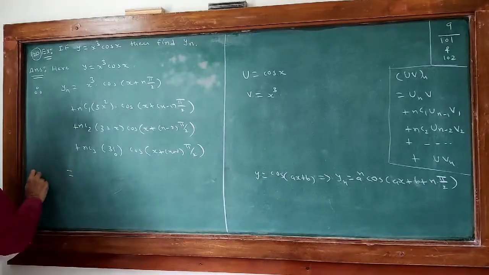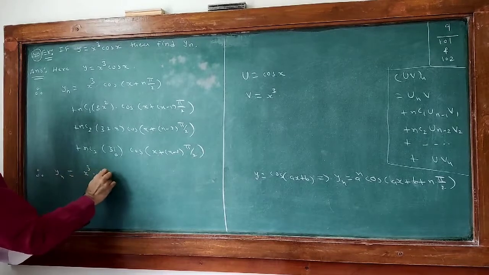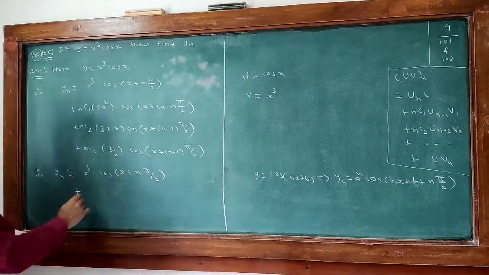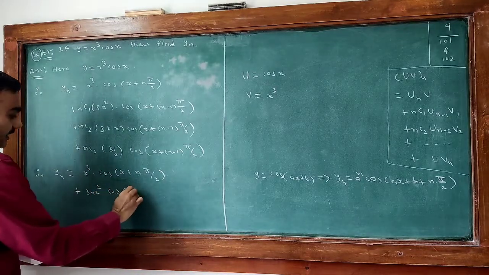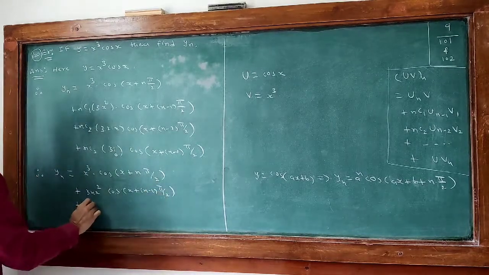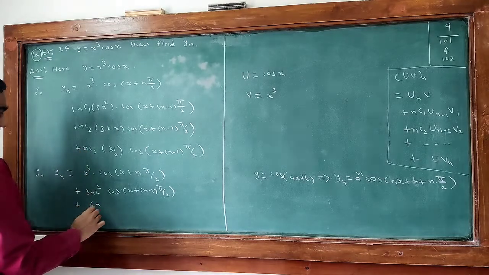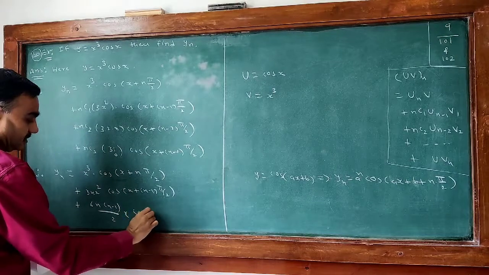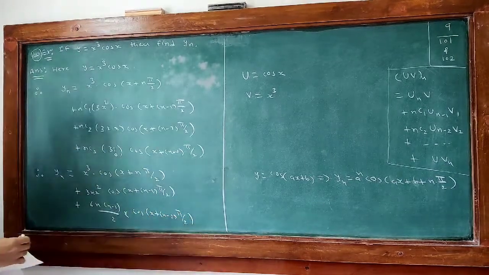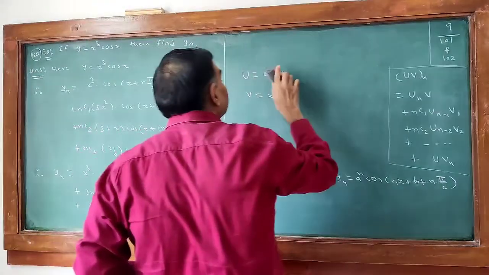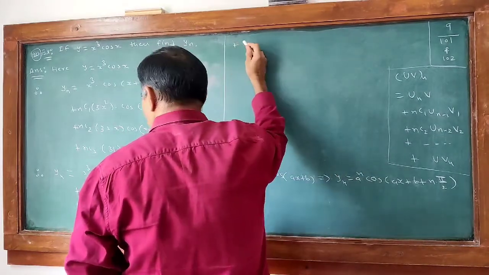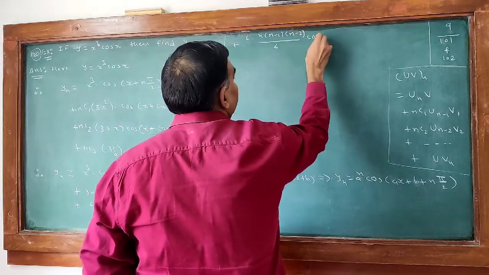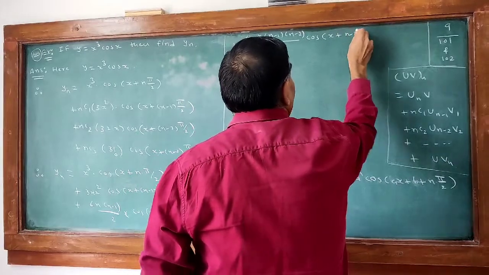So this is equal to y, y equal to x cube cos(x + n pi by 2) plus 3n x square cos(x + (n minus 1) pi by 2) plus 6 n(n minus 1) by 2 into x cos(x + (n minus 2) pi by 2), and one more term, plus 6 n(n minus 1)(n minus 2) upon 6 cos(x + (n minus 3) pi by 2).